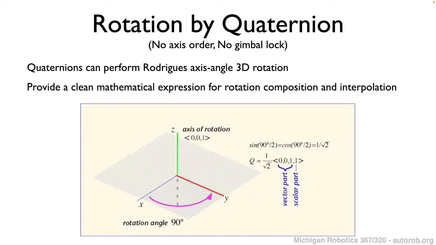And in addition to that, we're going to alleviate the problem of gimbal lock that we saw with Euler angles. You can think of quaternions as performing Rodrigues axis angle rotation, but within 3D space. And it's a nice framework for composing and interpolating between rotations in the space.